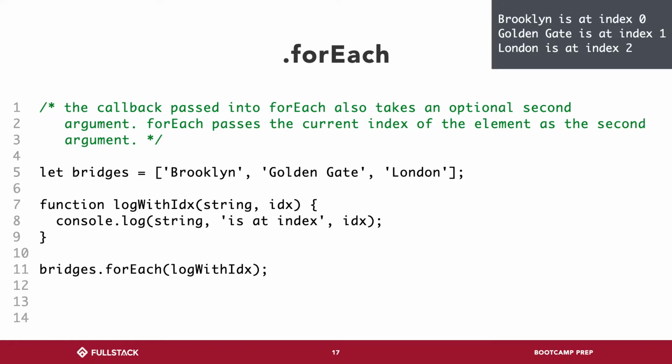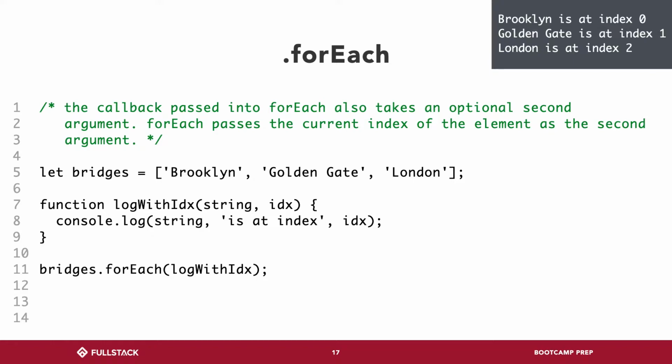And no, it doesn't matter what that's called. Whatever this function is doing, if you dot forEach off bridges, first it's going to throw Brooklyn and 0 at you. Then it's going to throw Golden Gate and 1. Then it's going to throw London and 2. So for this function you're writing here, if you didn't put index and you just want to console log the string, you could do that.